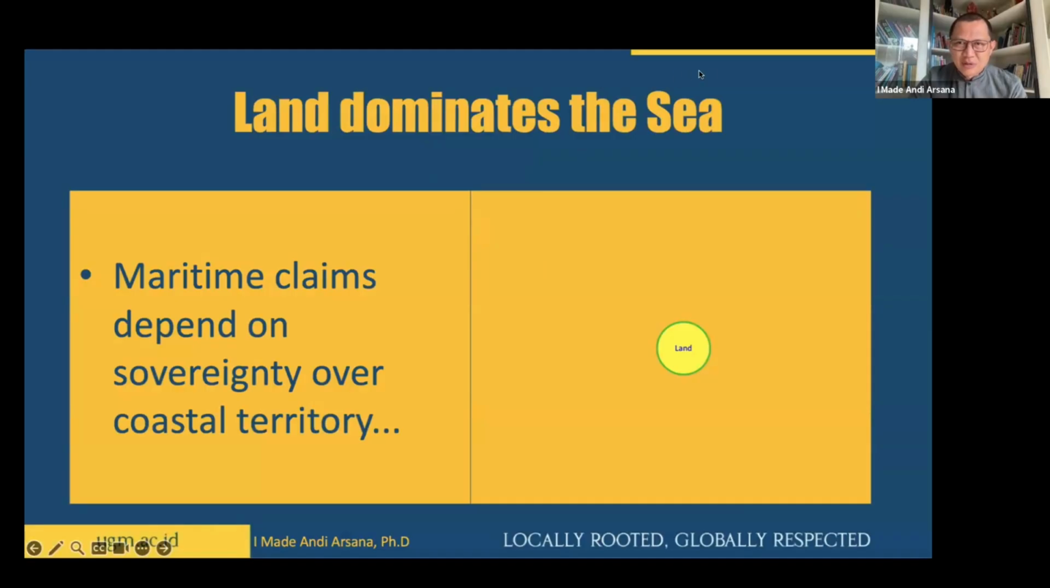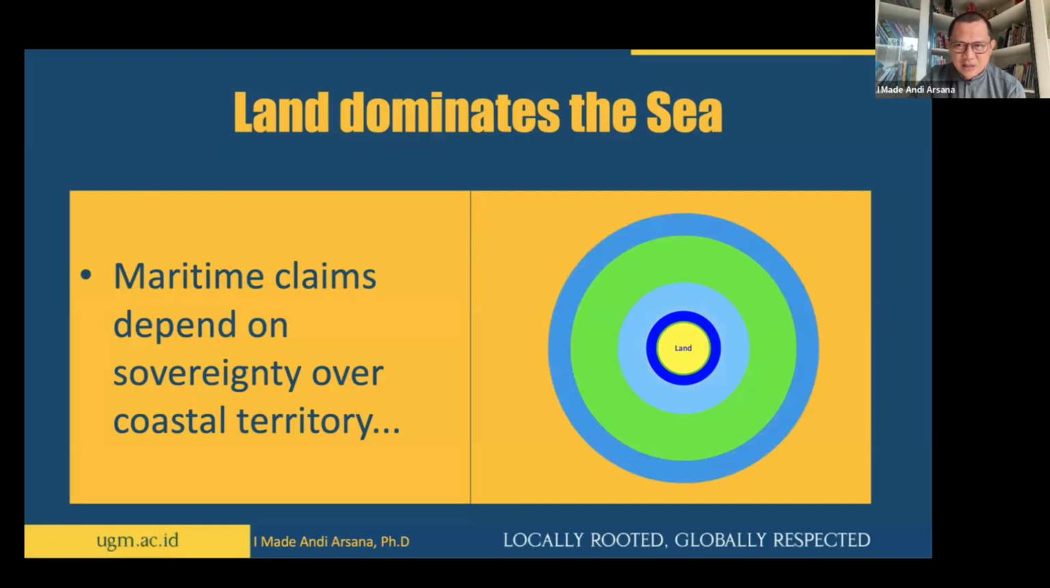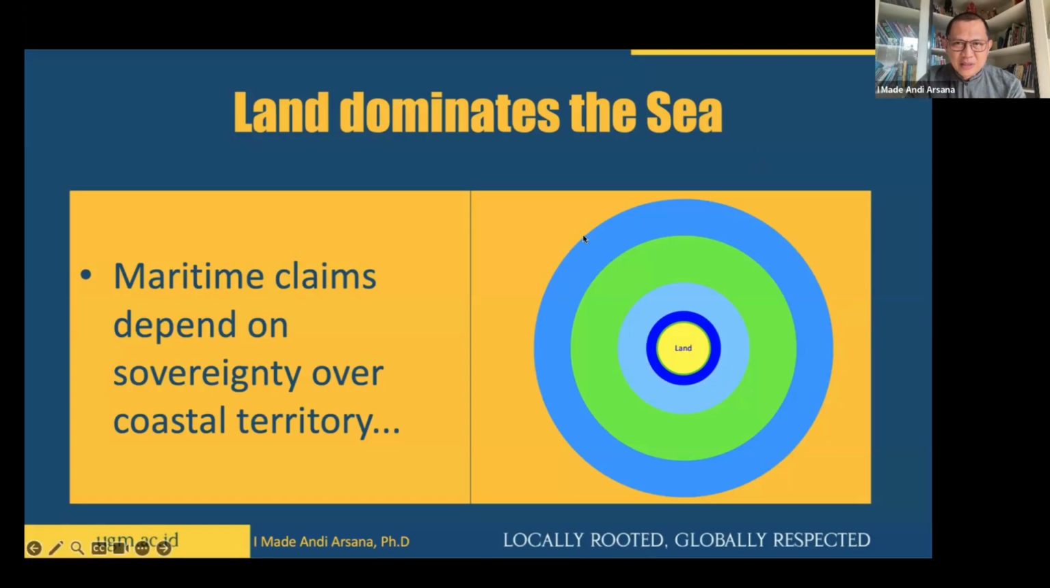Imagine a long time ago, people probably thought it was enough for them to be on the land for resources. But along with the increase of need, they wanted to secure more, not only on land, but they started to claim ocean. The bigger the needs, the larger the ocean they wanted. Larger, larger and larger. Land dominates the sea.